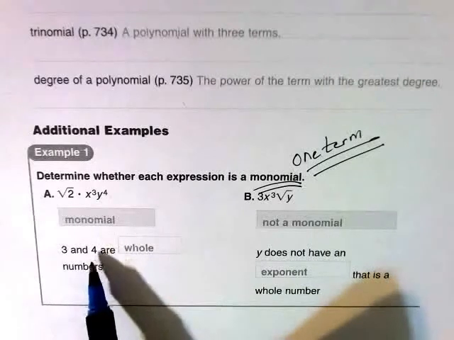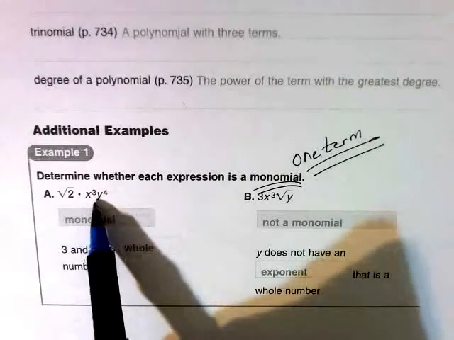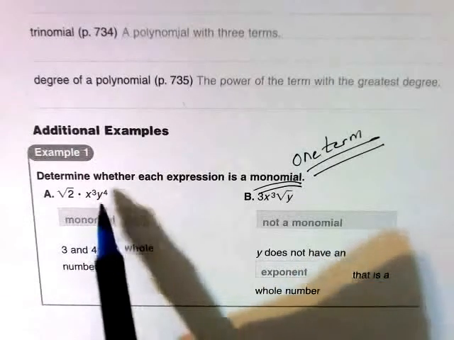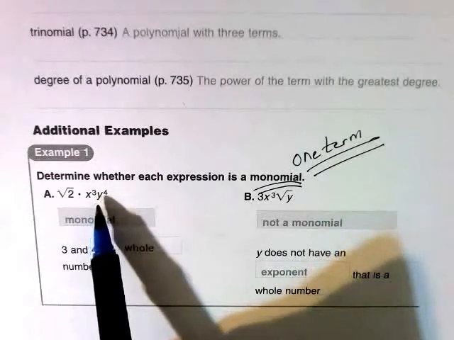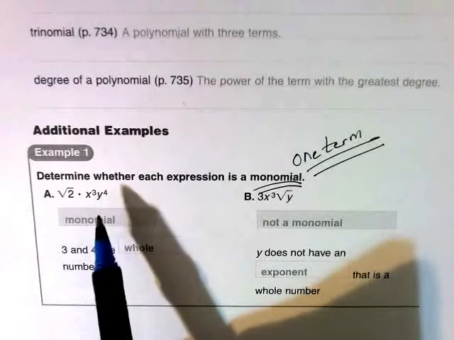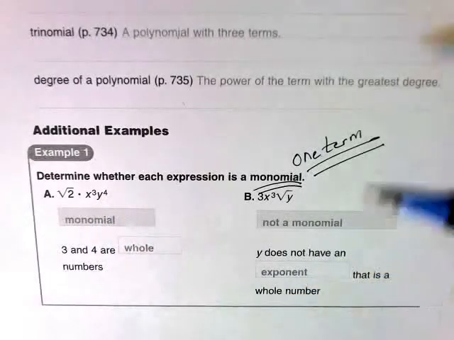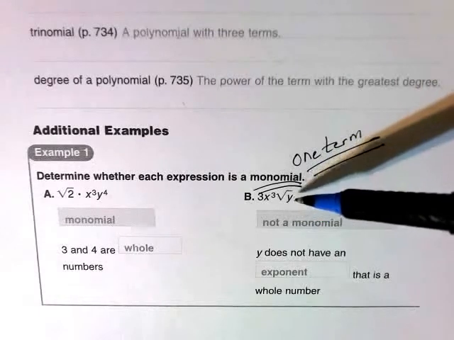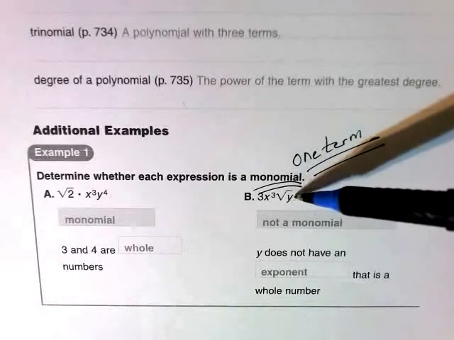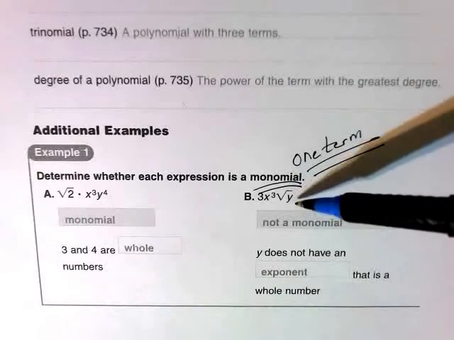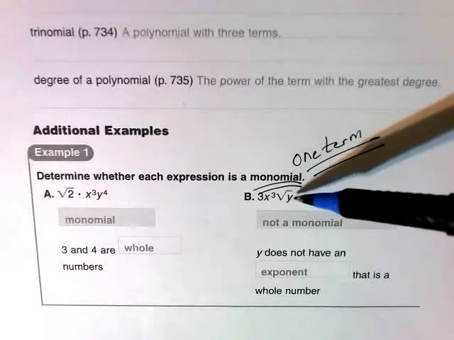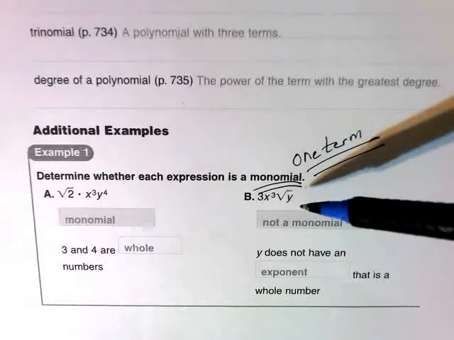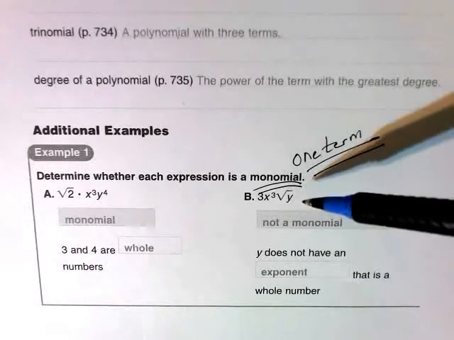And again, the primary reasoning here is that the exponents are whole numbers. They don't actually have to even have exponents. It could just be x and y, and that would be okay. If we look at B, on the other hand, we see the same square root sign, but the problem is the square root is on y. Now, you've already learned about the square root of y this year because we've already talked about squares and square roots and how they're inverses of each other.